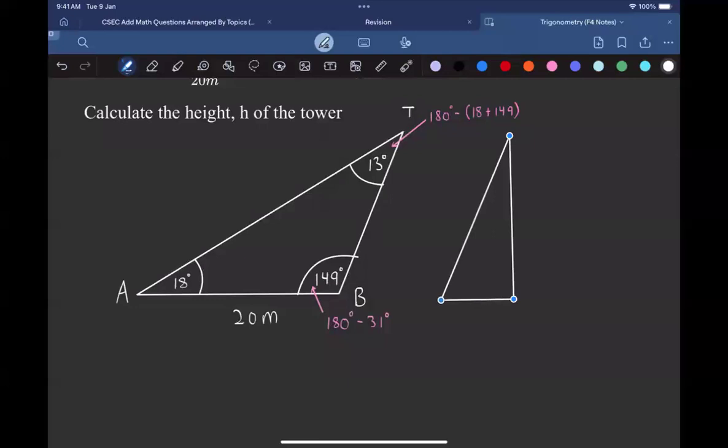So let me just label our triangle accordingly. What would this side over here be? Small e, right? This side, small b, and this side, small p.